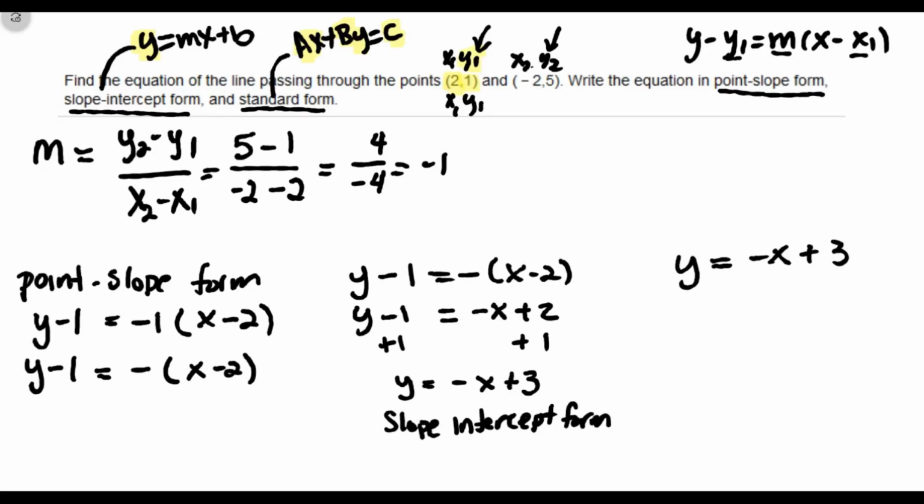I want the x and the y to be on the same side. So I'm going to add x to both sides to give me x plus y equals 3. So now I have both the x and the y on the same side and the constant on the other side. And that is standard form.